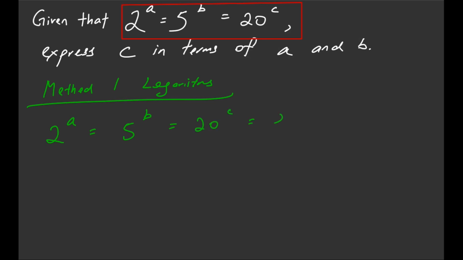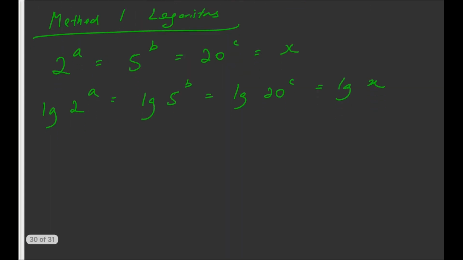Let this be X as well. Since all these have the same value, if I were to put a log with the same base, it shouldn't change the value at all. I go for a log base 10, which is in short LG. So we will put LG 2 power of A, and this is what we have now.